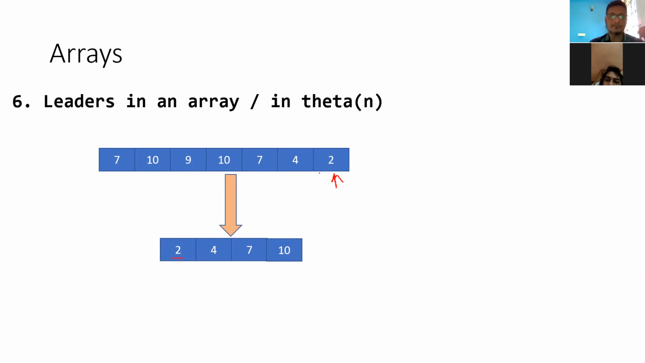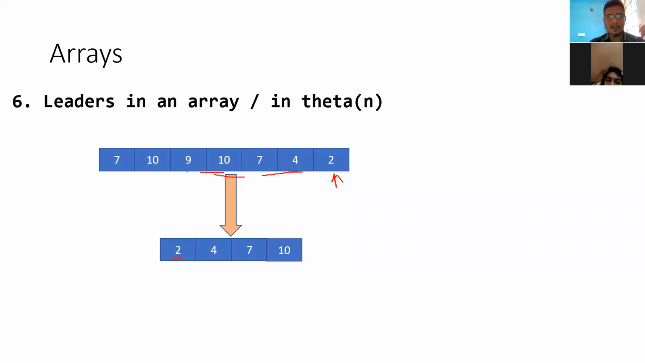Compare with the previous element. In this case, your for loop will iterate in reverse order: i equal to n minus 1, i greater than 0, i minus minus. Then check with this. If this element is greater, then that is also a leader, and you just copy it. 7 is greater, you copy it. 10 is greater, you copy 10 also.